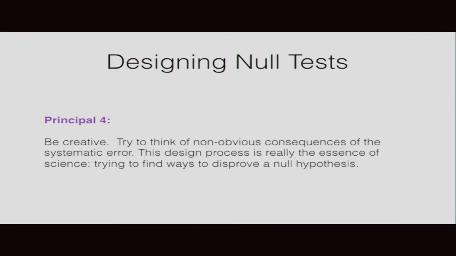And then the last one is be creative. Sometimes these systematic errors, you can follow through a chain of reasoning and come up with some fairly non-obvious ways that that systematic might show up in something that should be null in your science. So try to think of maybe not so obvious consequences of your systematic errors. It's the flip side of designing good experiments. Normally we think of rejecting the null hypothesis. Here, you are sort of trying to reject that, but you hope you fail. The null hypothesis is that you have no systematic errors, and you're trying to reject that by showing that you do, and in fact, you're actually hoping that you fail in that process.